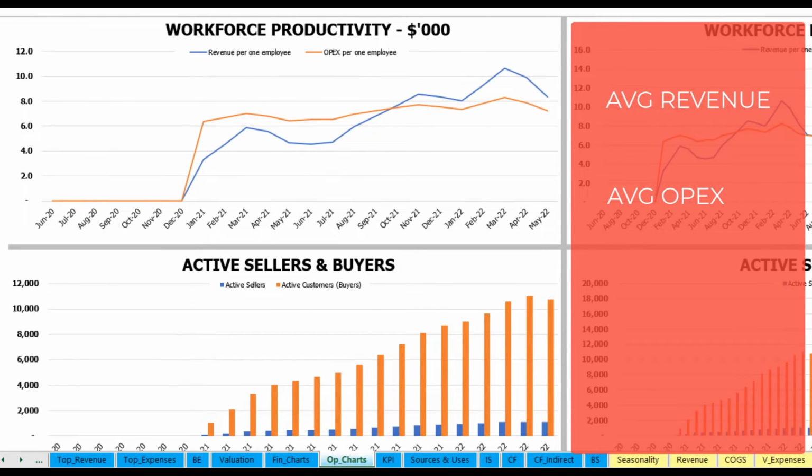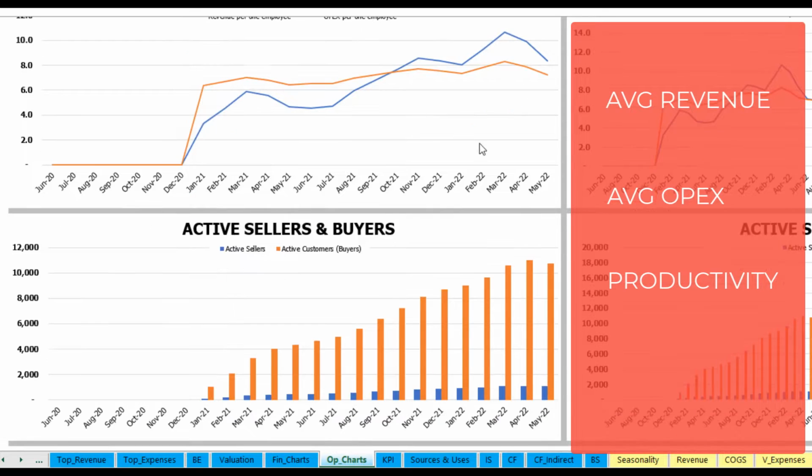The next couple of charts will show you the workforce productivity, which is revenue per employee and OPEX per employee. And finally, on the last couple of charts, you may see the active sellers and buyers breakdown by months, where orange columns will show you the active customers or buyers, and the blue ones show the active sellers.